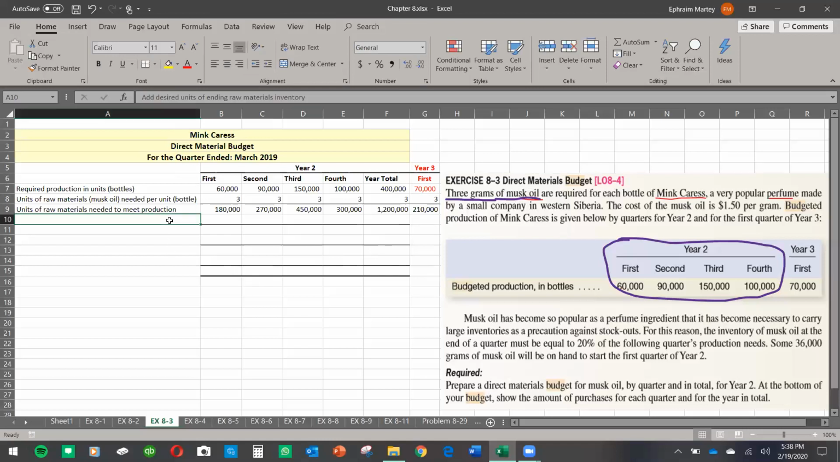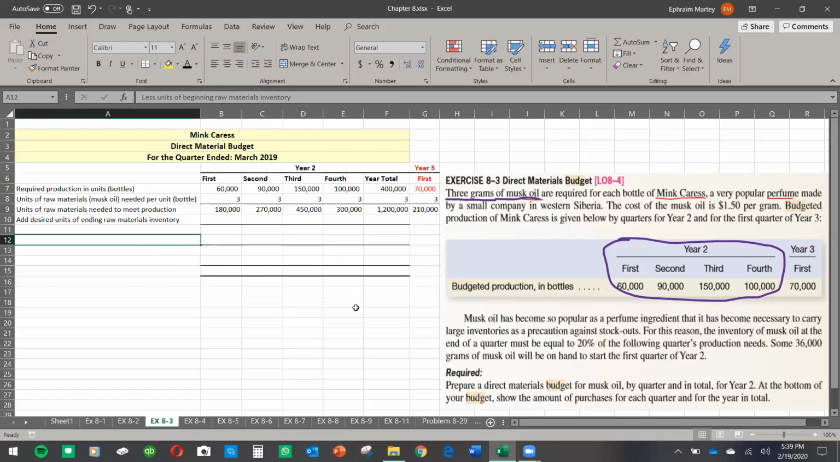Okay, now the company will want to have some inventory left. The company will not want to sell everything in their inventory. They want to have some ending inventory at the end of the year or at the end of each quarter. So that's what we're going to find, the desired units of ending raw materials.